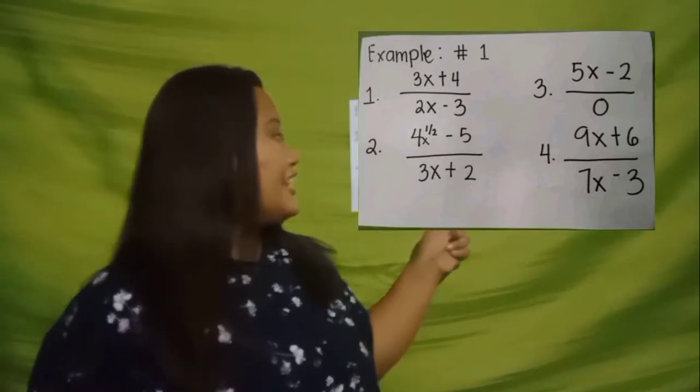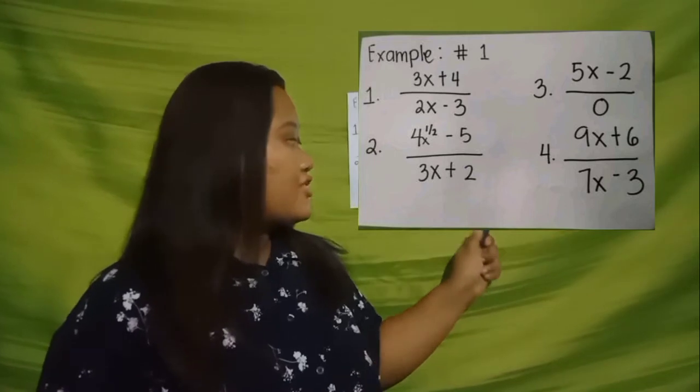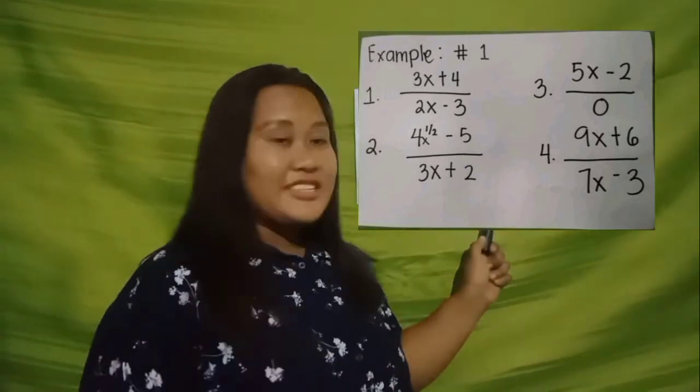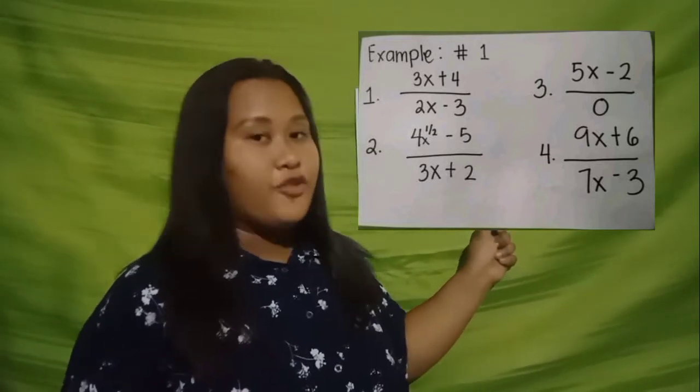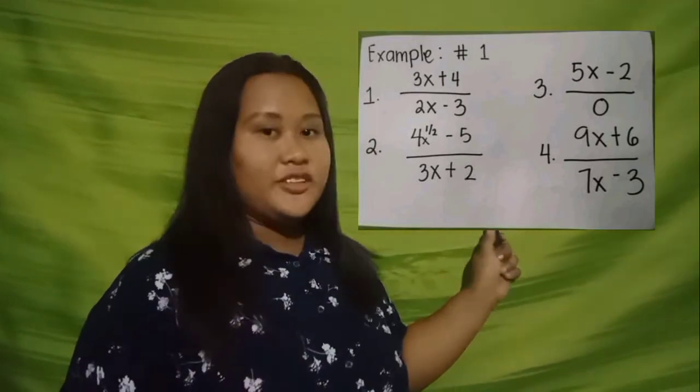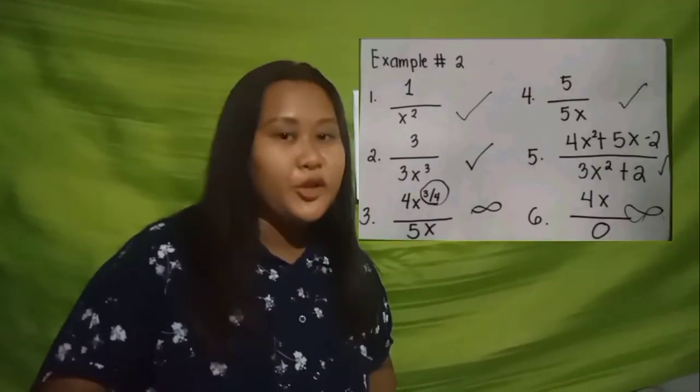Number 4, 9x plus 6 over 7x minus 3. 9x plus 6 is a polynomial. 7x minus 3 is also a polynomial. Therefore, number 4 is a rational function. This is example number 2.